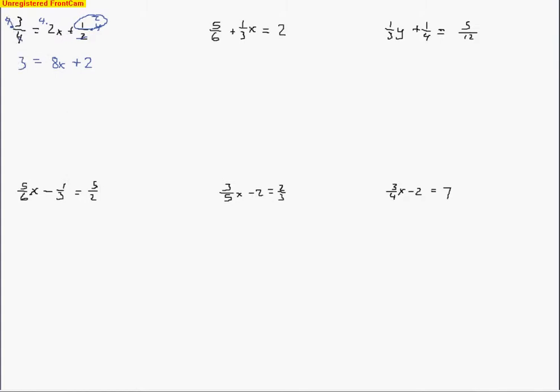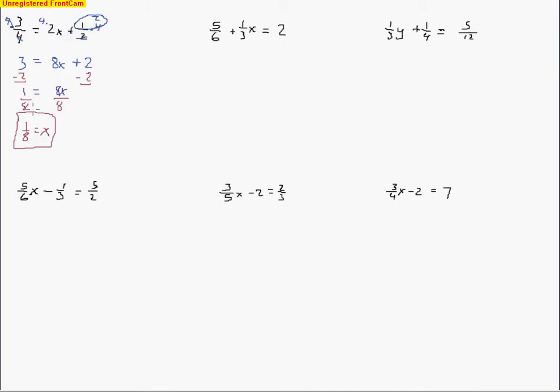So what happened is the numbers just got smaller, and that's good. Because in this case, we eliminated those fractions, which make the problem a little bit easier to deal with. And so we go ahead and subtract the 2 from both sides. I'm left with 1 equals 8x. And then I can go ahead and divide by 8, and I'll have my answer. And I have a fraction as an answer, and that's fine. 1/8 is the answer. So that's what x is.